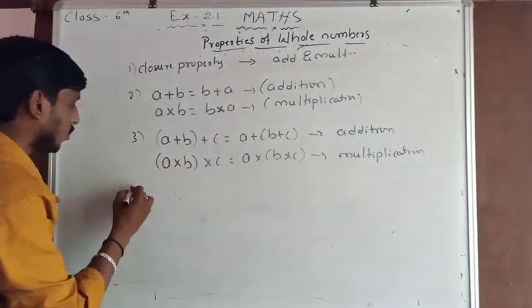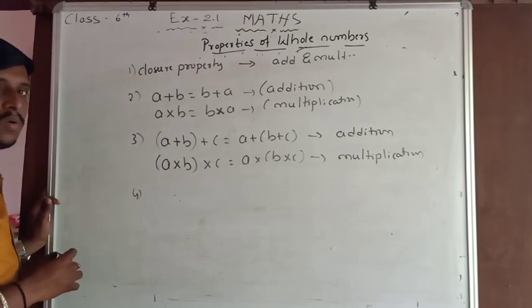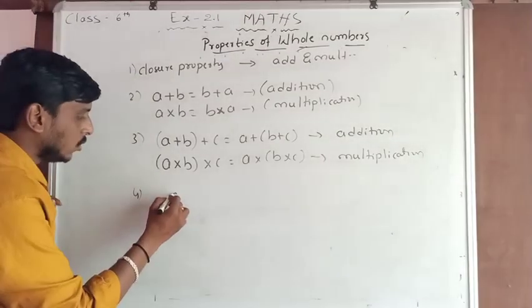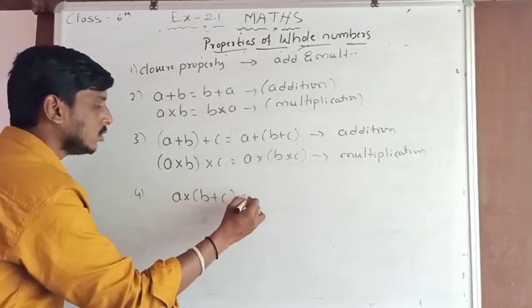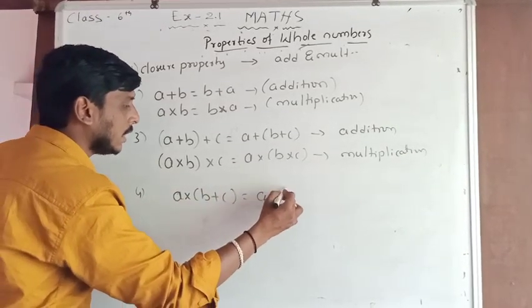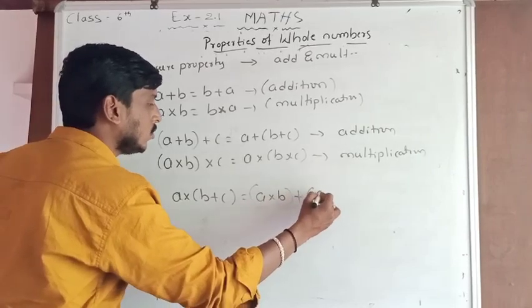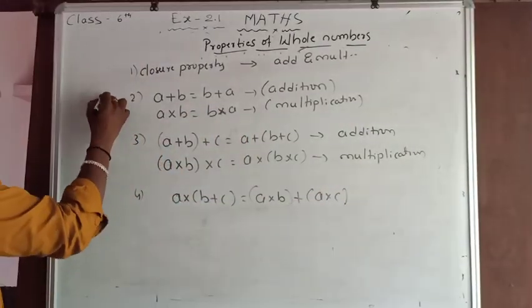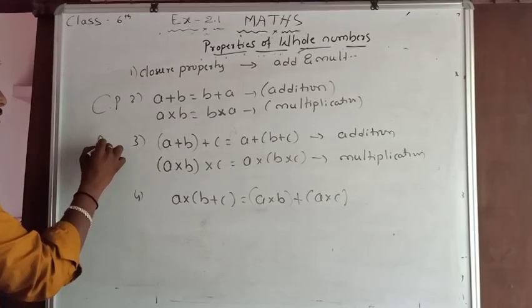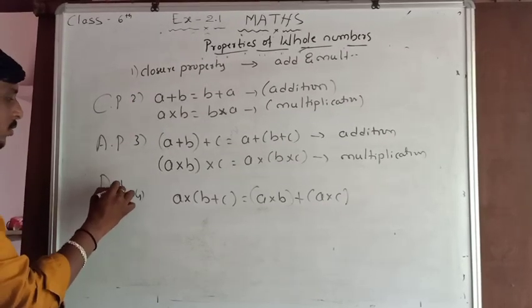Next, the fourth one, distributive property over addition: A × (B + C) = (A × B) + (A × C). So these three properties are very important: commutative property, associative property, and distributive property.